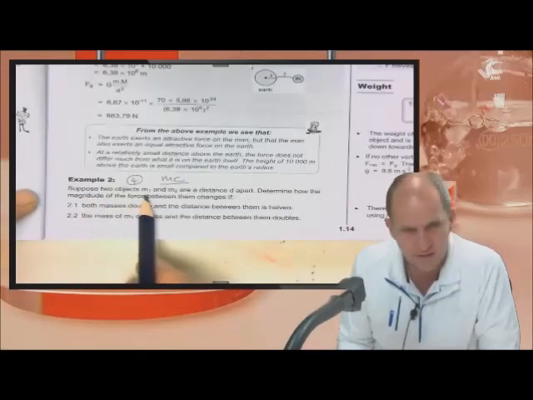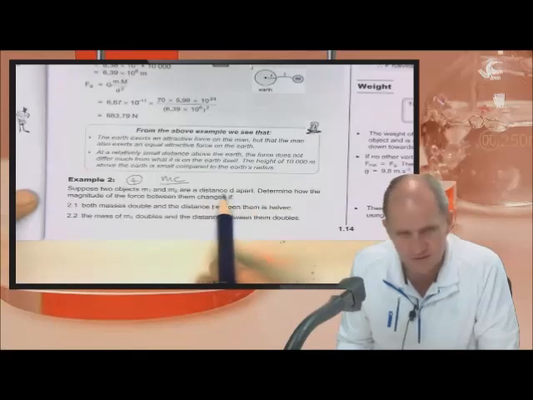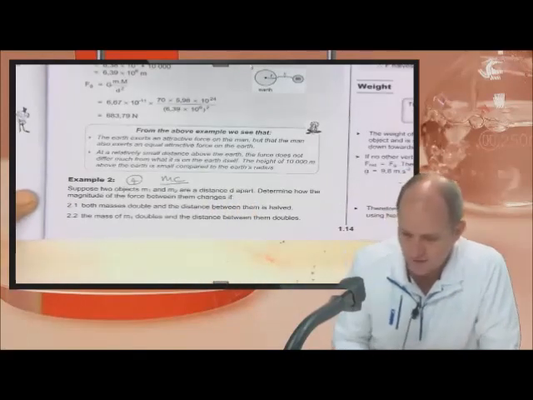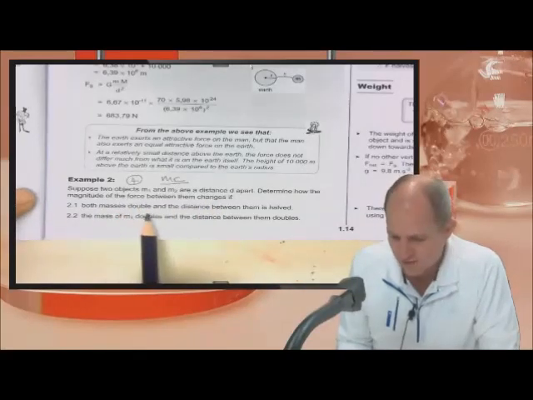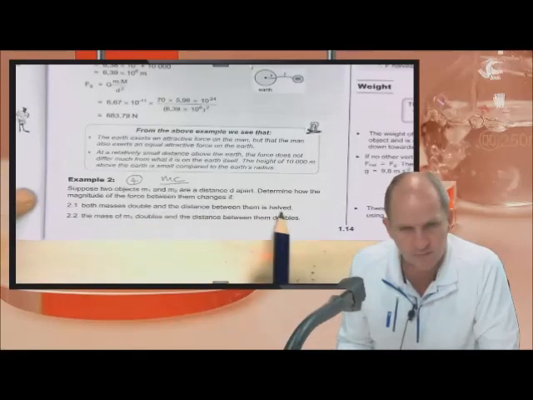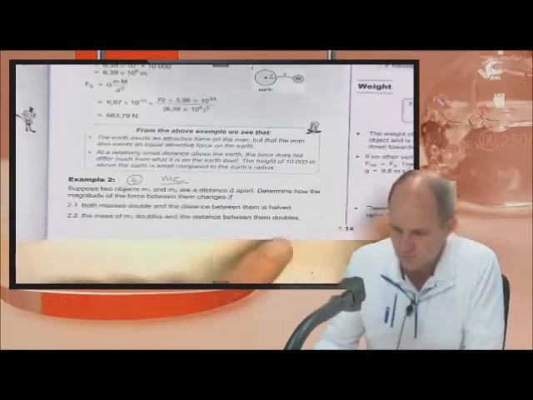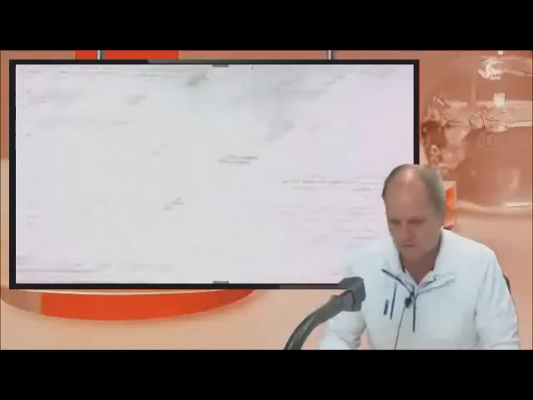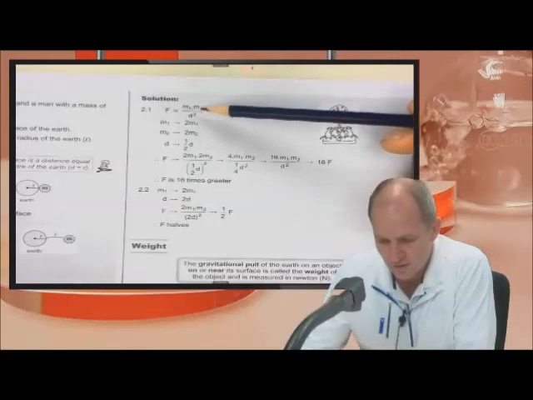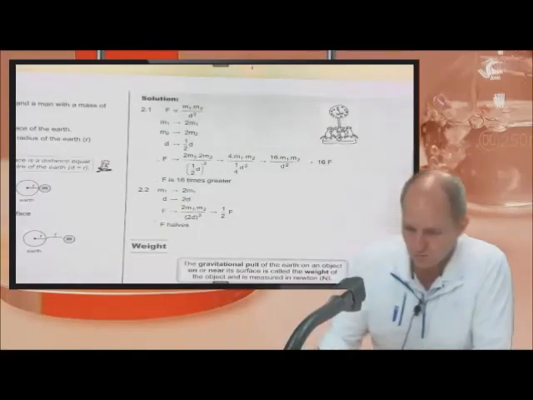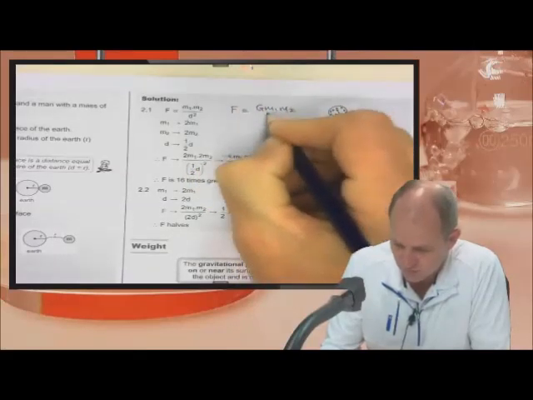Suppose I have two objects, mass 1 and mass 2, and they are a distance d apart. And let us assume now that this distance d is between their centers. Determine how the magnitude of the force will change if both masses are doubled and the distance between them is halved. All right, so both the masses are doubled. So what was the force before I made the changes? The force was directly proportional to m1 m2 over d squared. You could also have just written your normal formula, which is G m1 m2 over d squared.